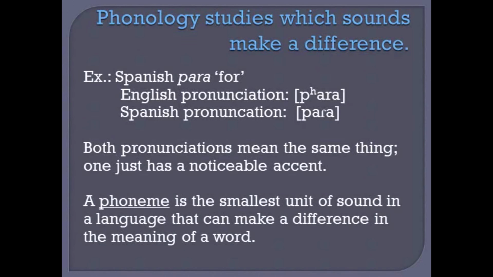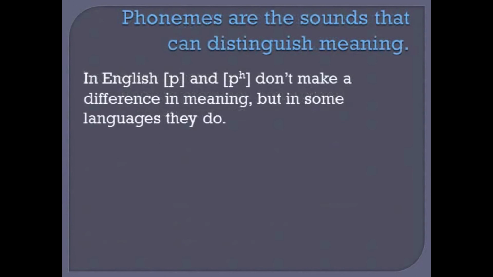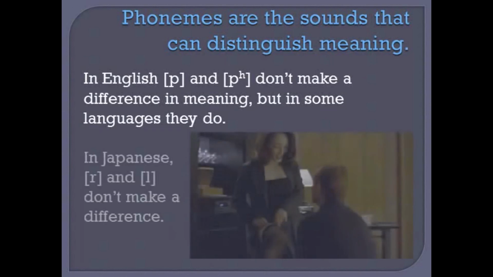And that brings us to one of the terms that will become really important, and that is phoneme. A phoneme is the smallest unit of sound in a language that can make a difference in the meaning of a word. So, for instance, an English unaspirated P and an English aspirated P don't make a difference in meaning. I'm really exaggerating the aspiration there, but those don't make a difference in meaning. They are not different phonemes. In some languages, they are different phonemes, and I'm making up a word, but you could say pat and pat, and those would be different words with different meanings.